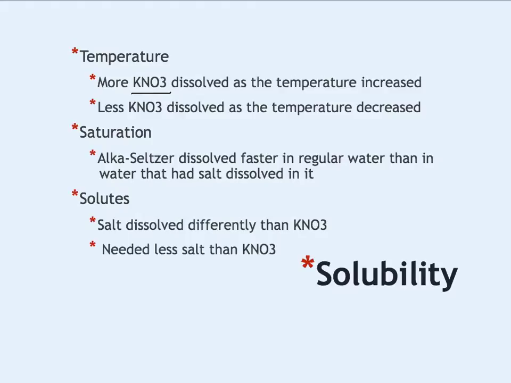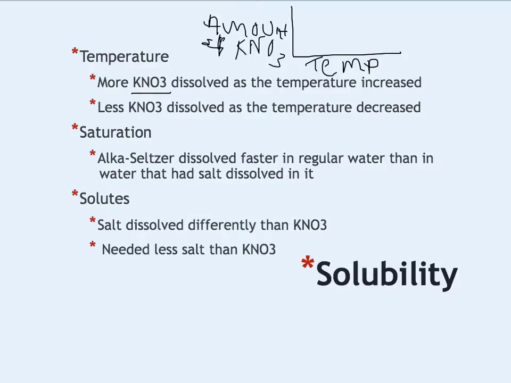So what you want to remember too for your test is the graph that you made. You had that the temperature would be here on the bottom on your x-axis, and the amount of KNO3 would be on your y-axis. And we could say here that as the temperature is increasing, so is the amount of potassium nitrate. So you have that incline going up.